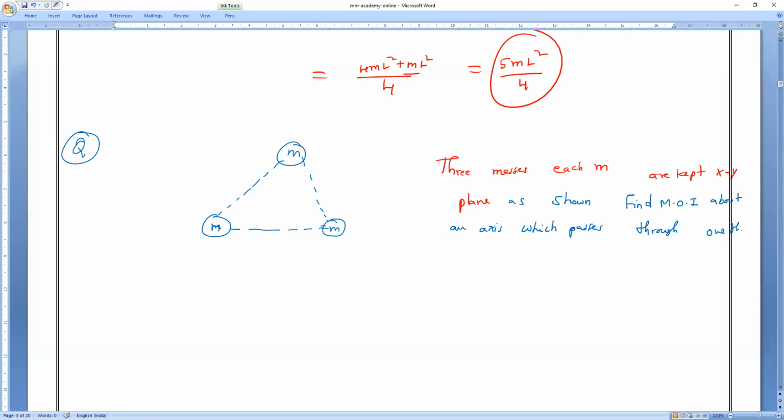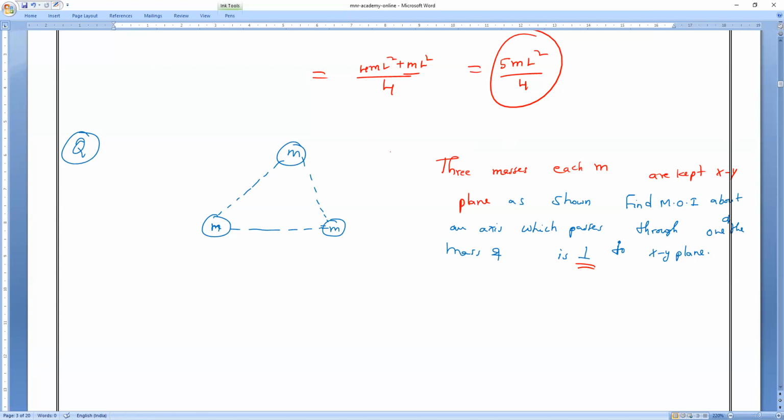Which passes through one of the masses. So our choice is perpendicular to the XY plane. So that means the axis of rotation is passing how? Anybody can tell? If it is perpendicular to the XY plane, it means it is passing through which axis? Yes, Z axis. That's all it is.